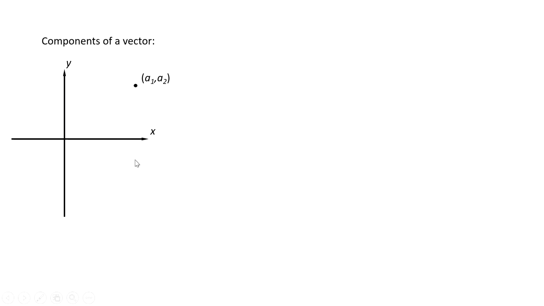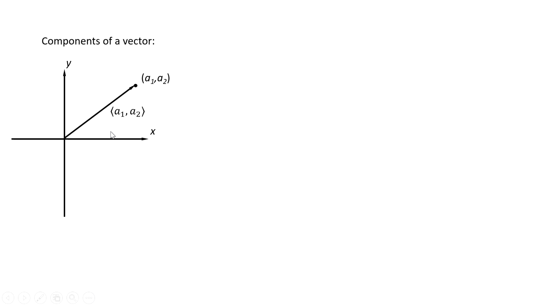At a1, draw a vertical line. At a2, draw a horizontal line, and that's how you locate this point a1, a2. But then when you draw a vector going from the origin to this point, would you agree that is actually a vector going from the origin to this point? Yeah, that is called vector a1, a2.